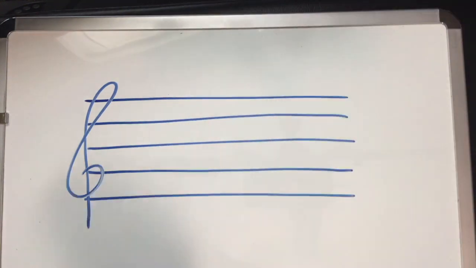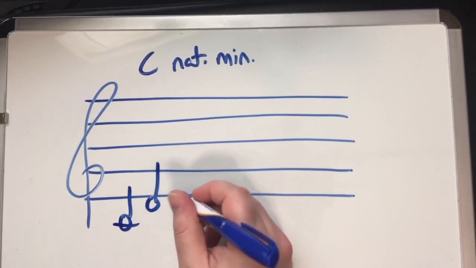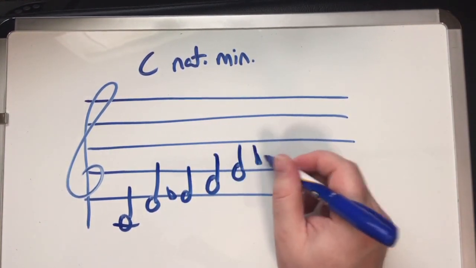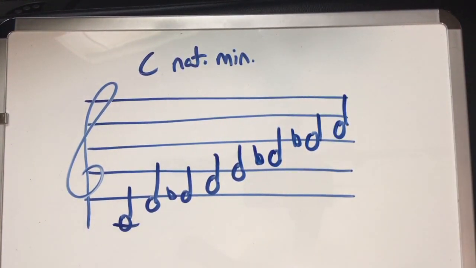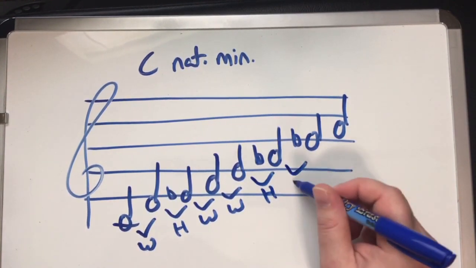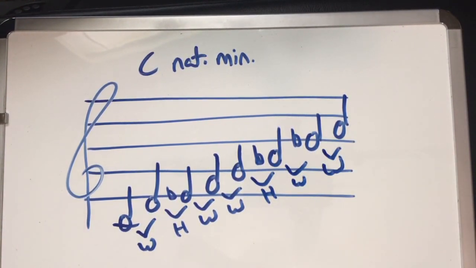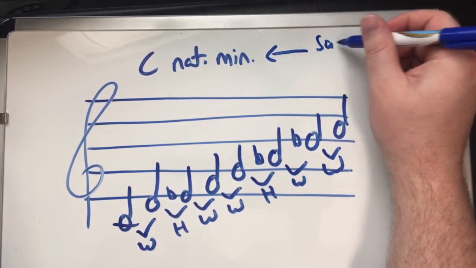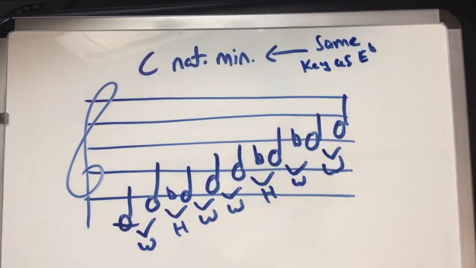There are actually 3 different kinds of minor scales. We're just going to talk about the natural minor because it uses the same starting note as the same major key. So we would go C, D, E flat, F, G, A flat, B flat, and then C. So the pattern would be whole, half, whole, whole, half, whole, whole, and this uses the same key signature as E flat. So any minor key uses the same key signature as 3 half steps up.